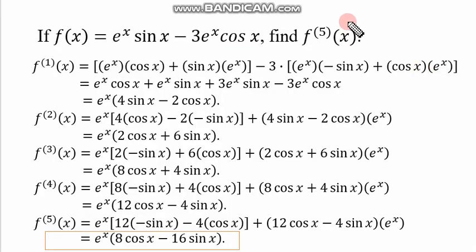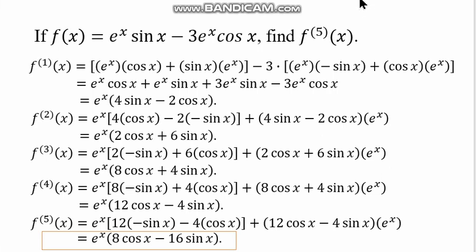Okay, so to solve that, we'll get the first derivative of the function. So the first derivative, we will get the derivative of e raised to the x and sine x using the product rule. So e raised to the x times the derivative of sine x, which is cosine x, plus the sine x times the derivative of e raised to the x.